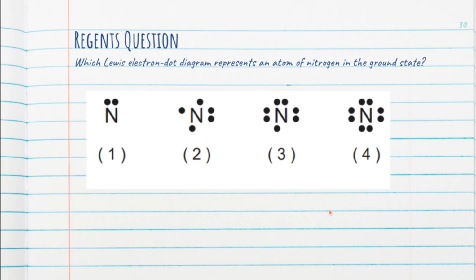Which Lewis electron dot diagram represents an atom of nitrogen in the ground state? An atom in the ground state is the state it's in on the periodic table, and on the periodic table, nitrogen has 5 electrons in its outer shell.